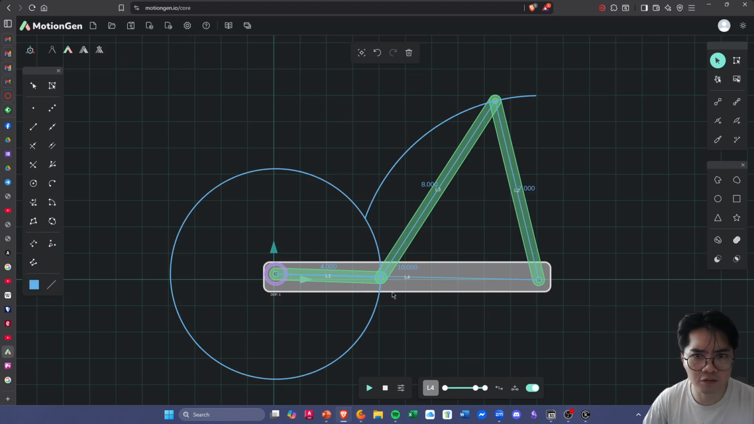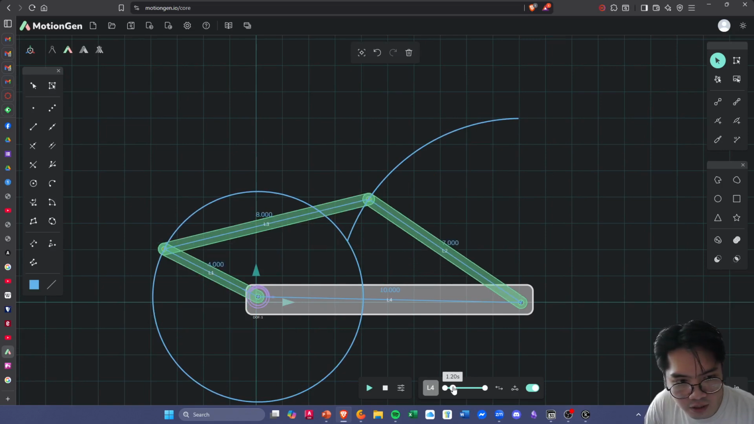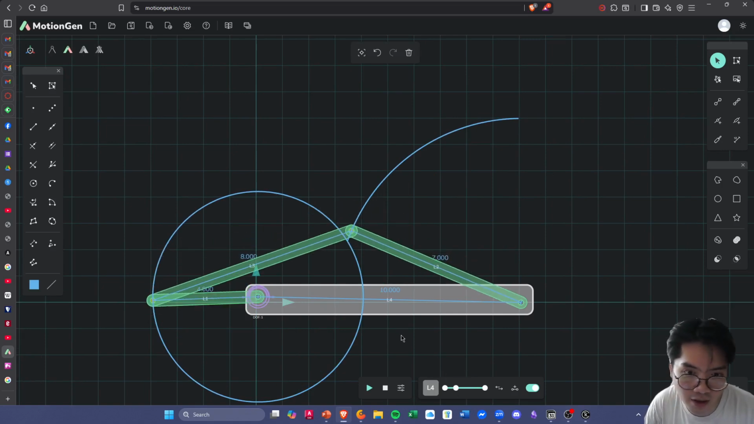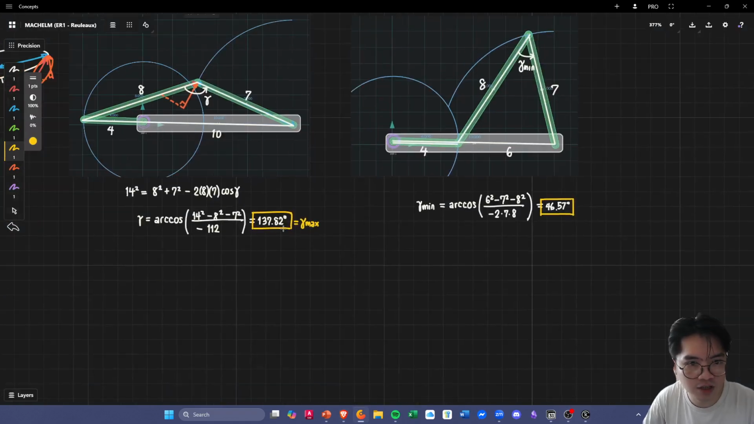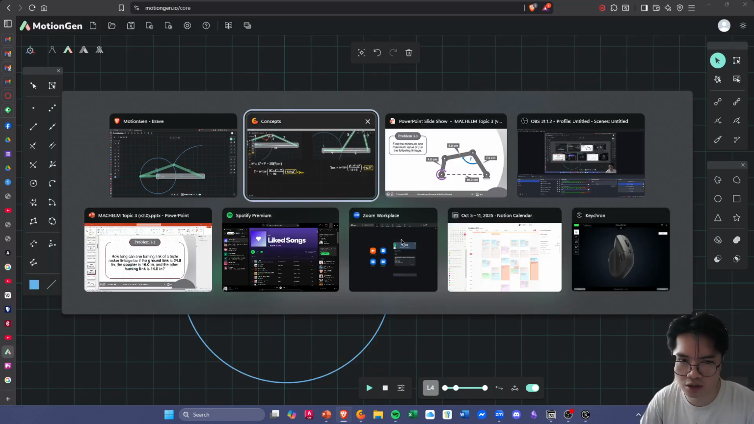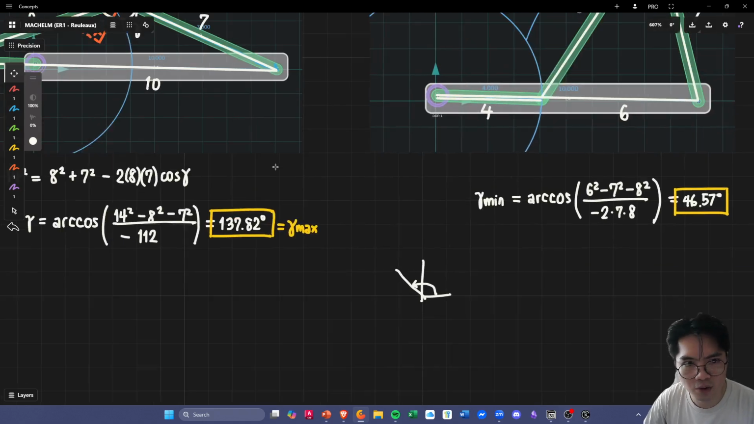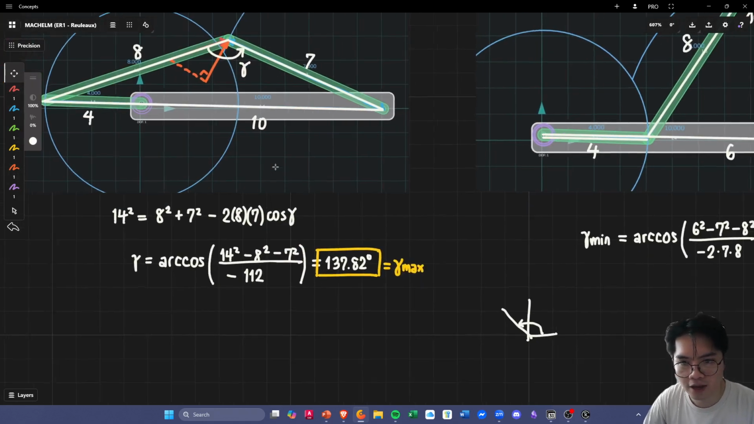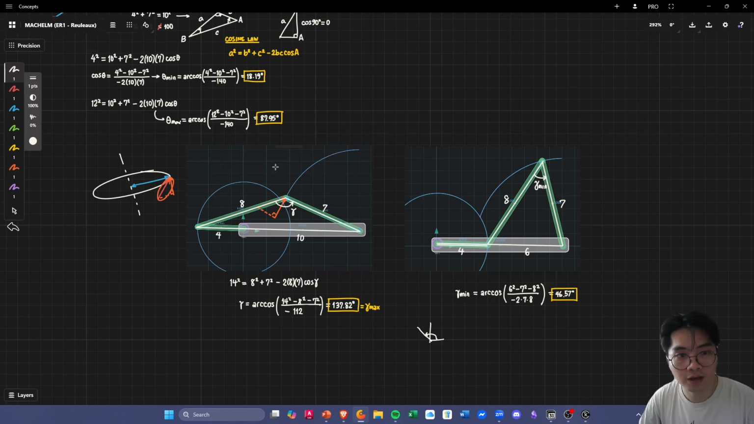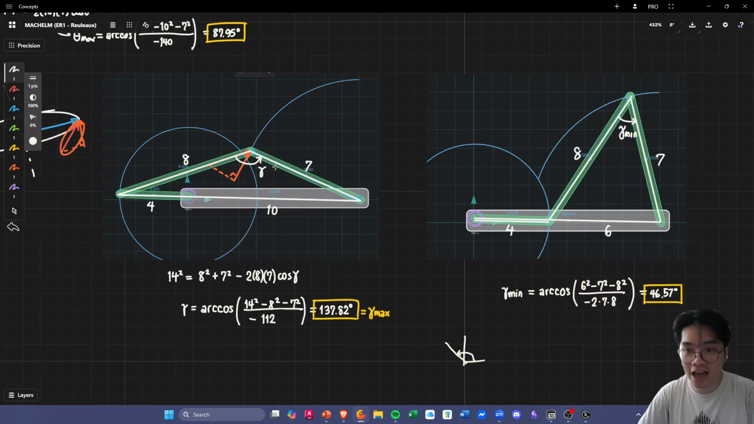Honestly, it does look like 45 degrees if you tilt your head a little bit. And then this one here is 137, which is kind of like 135 degrees. It's like this: a 90-degree angle and then a 45-degree angle. So it is kind of like that, 137.82. Okay? So when you are transmitting power, you should look at the transmission angle.